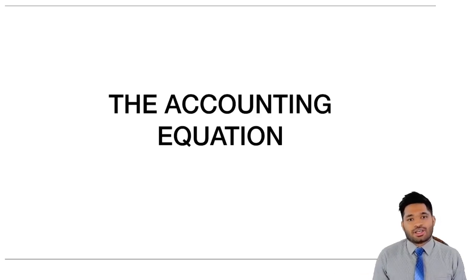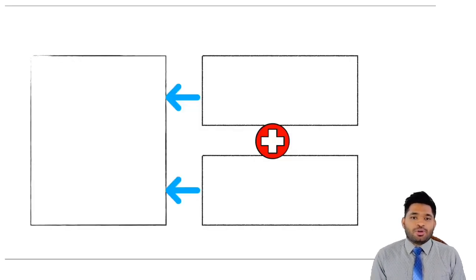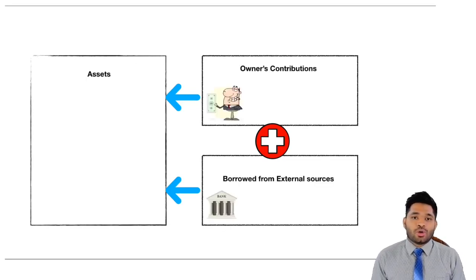Welcome students. In this video, we'll be looking at the accounting equation. When you look at a business organization, they have assets. These assets should either be introduced by the owner or they should buy it through an external person, through a loan. Let's look at this scenario in an illustration.